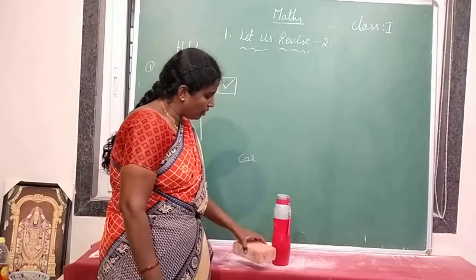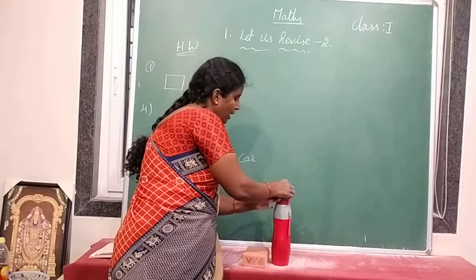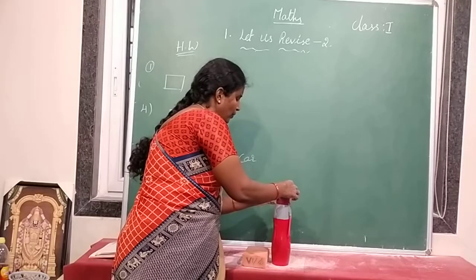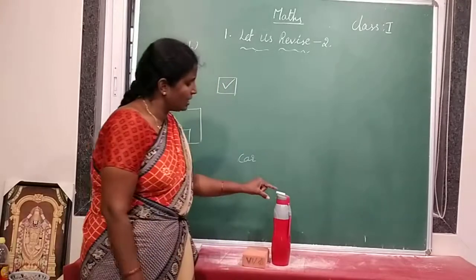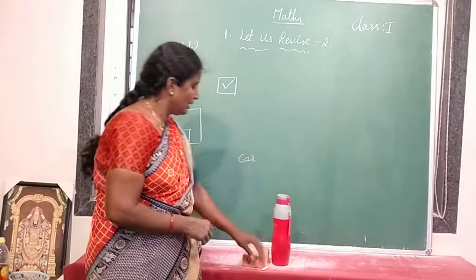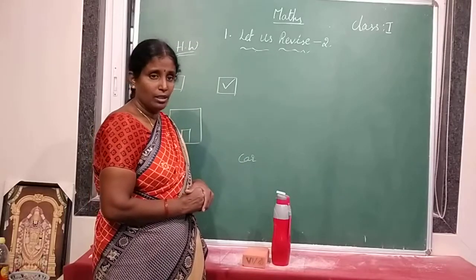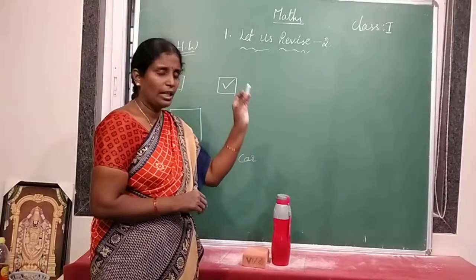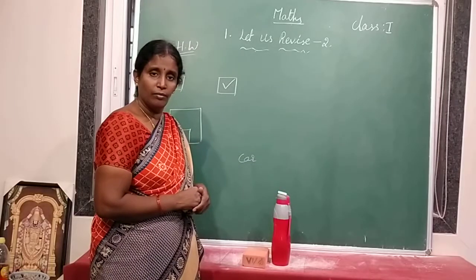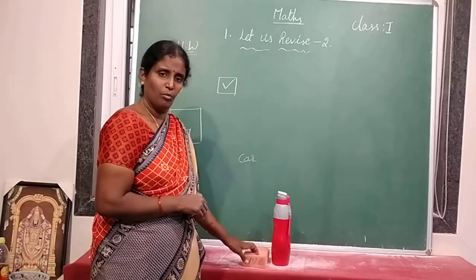Here I kept 2 objects on water bottle. Understood? So one is on the top and another one is on the bottom. Which is on the top? Yes, chalk is on the top. And which is on the bottom? Yes, duster is on the bottom.